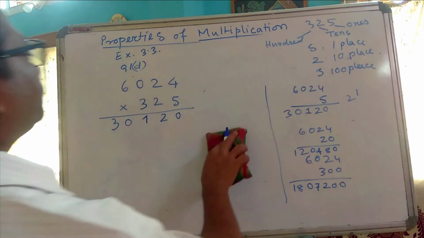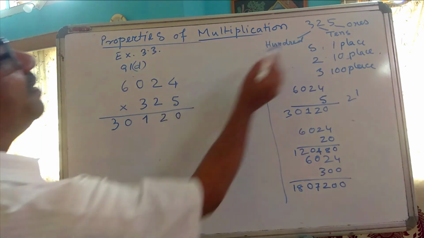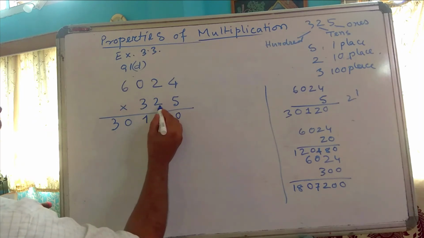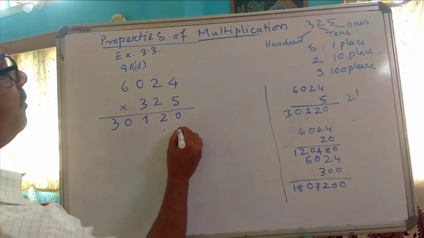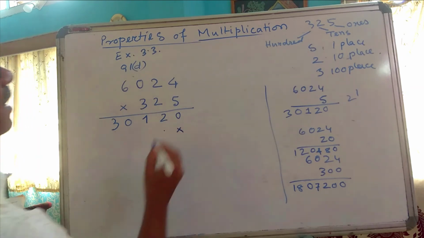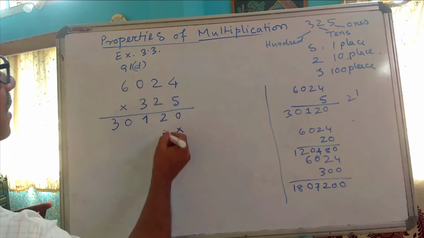Now, 2 is in what place? 2 is in tens place. So we will have to put the value from this point. Here you can put a 0 or a cross sign on the unit place. So we will put the value from tens place.